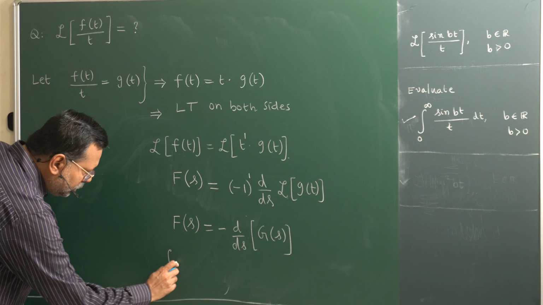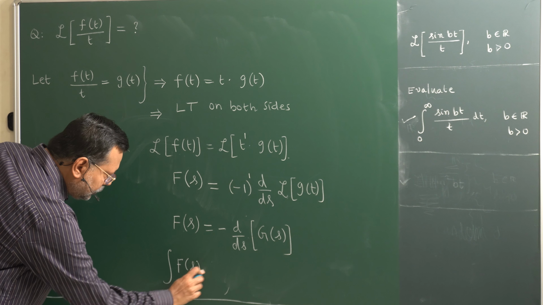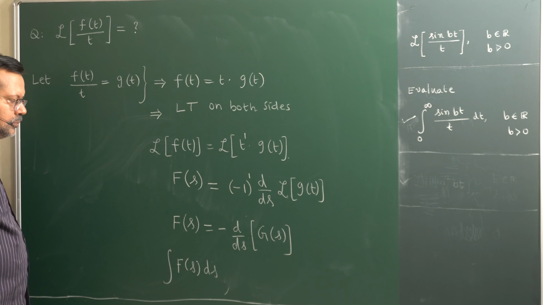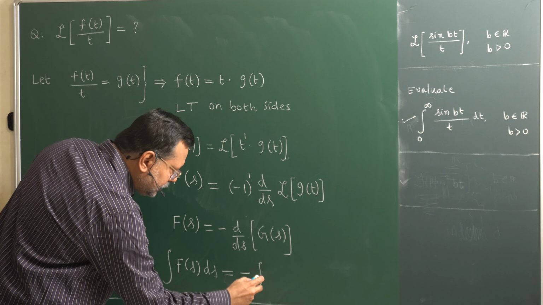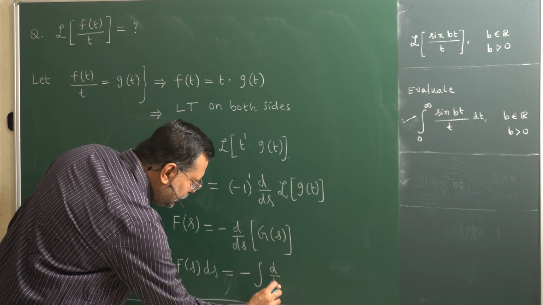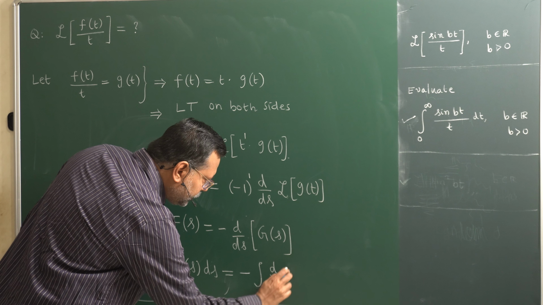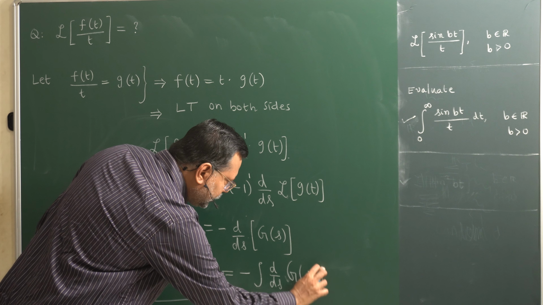So integration of the left hand side, let me write down like that. Integration of the left hand side should be equal to, minus is there, okay. Integration of the right hand side is integration of d by ds, then we have G of s, ds.